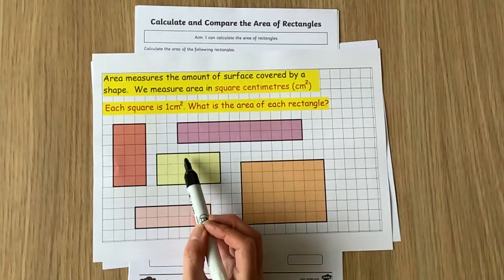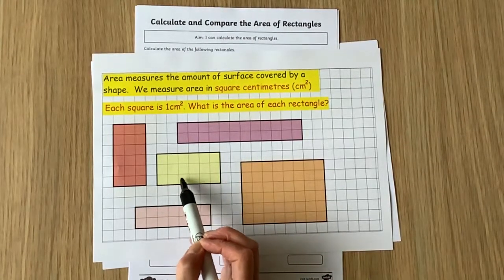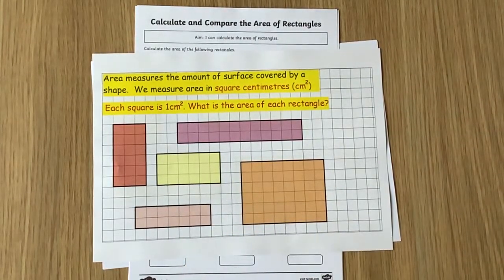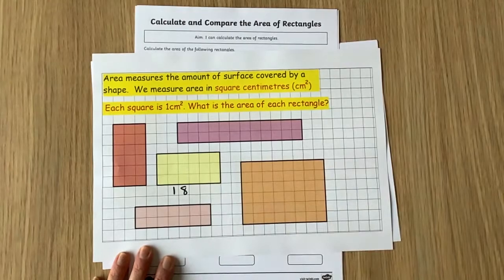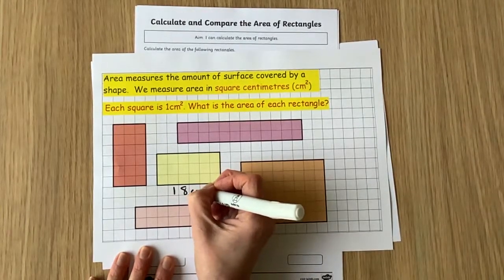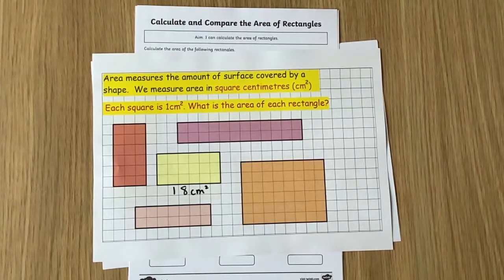So if I was to pick this yellow one, for example, the easiest way for me to work out the area would simply be to count all the squares. So I could go 1, 2, 3, 4, 5, 6, 7, 8, 9, 10, 11, 12, 13, 14, 15, 16, 17, 18. So if there are 18 squares inside it, I would write down the area as being 18, and then beside it I put my centimetres and I put squared.